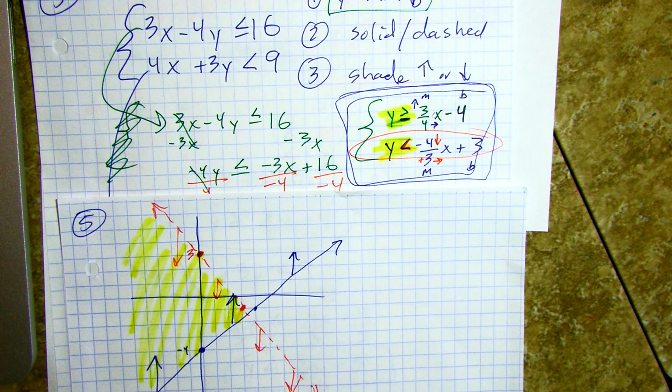Let's see. I want to have about 3 minutes left in class. So, okay. We're going to look at number 13, which is a little more complicated. Let me see if I can change this up.